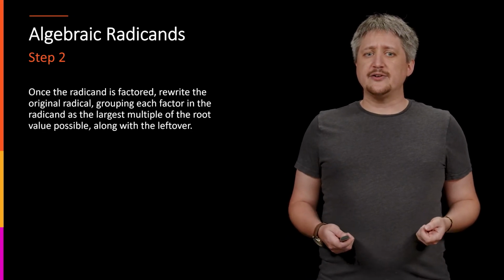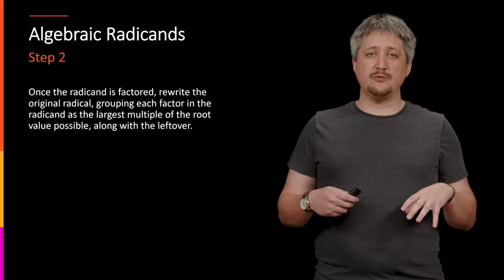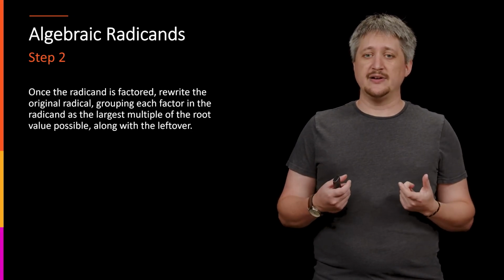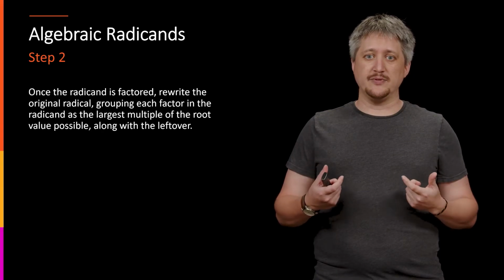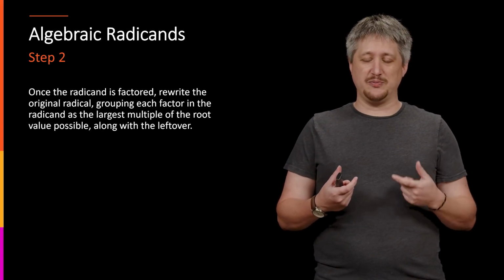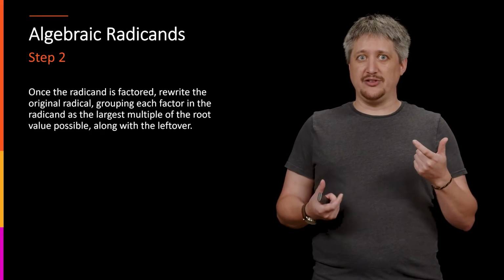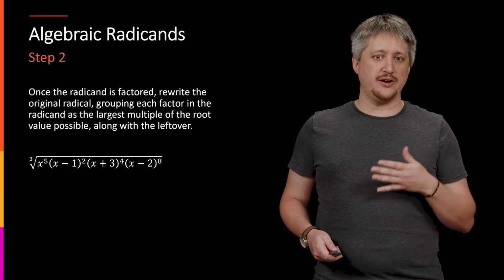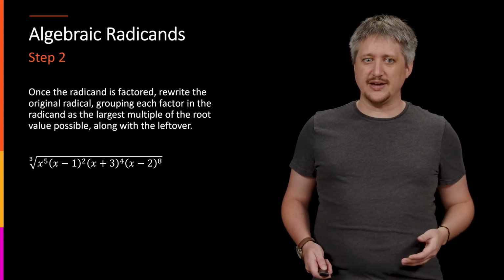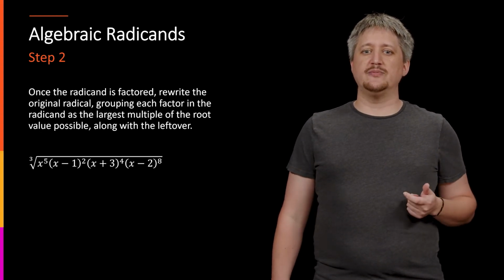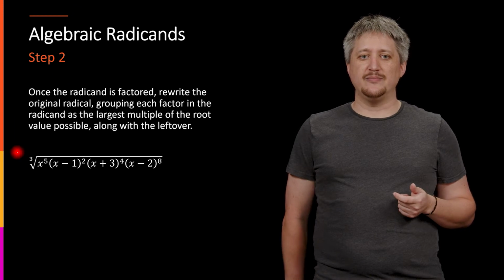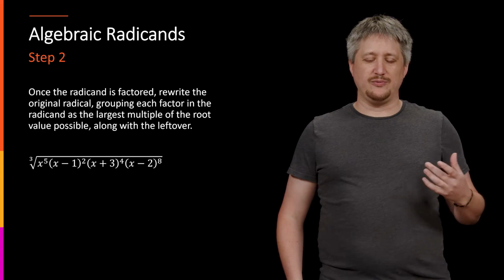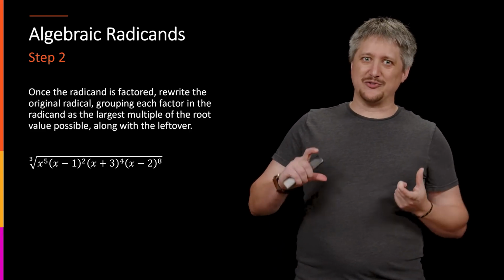So once the radicand's factored, that means that we can rewrite the original radical the same way we were doing with the numeric, where we're taking each factor and grouping or splitting them up so that we have the largest multiple of that root again, and then the leftover bits, right? So if I start out with this x to the 5th, x minus 1 squared, x plus 3 to the 4th, x minus 2 to the 8th, I'm going to rewrite each of these terms as the term to the largest multiple of 3, and then whatever's left, right?